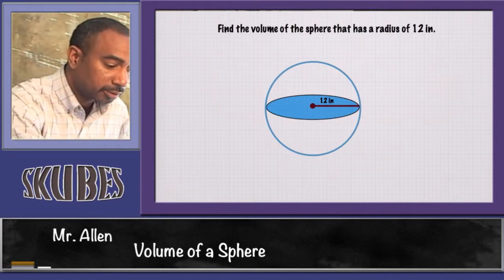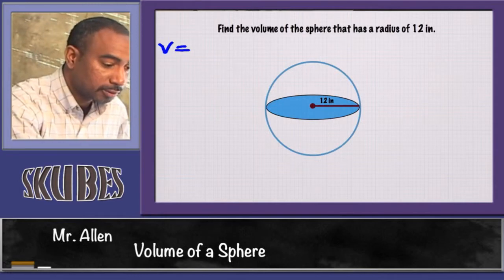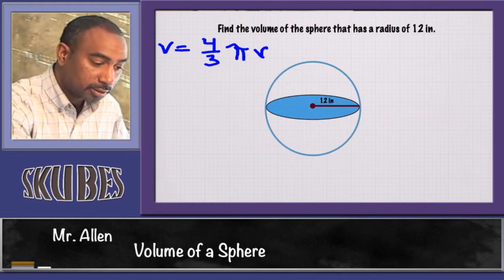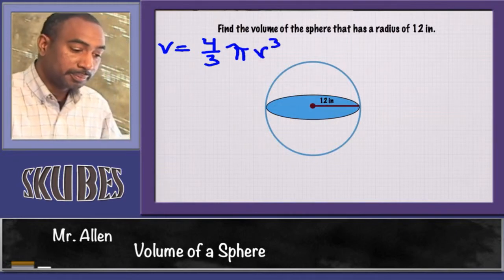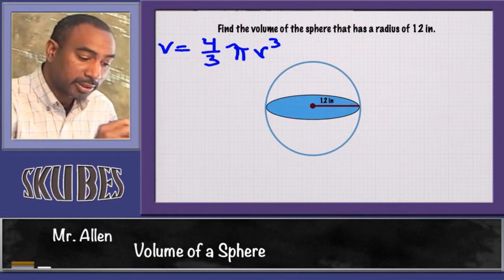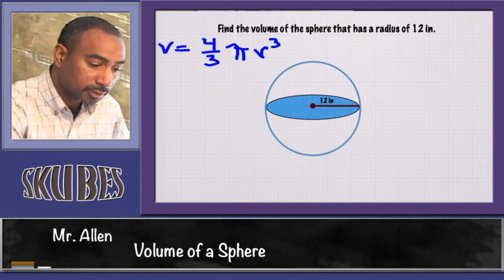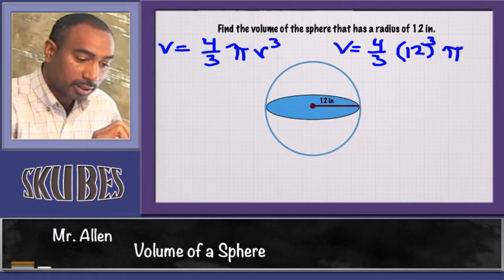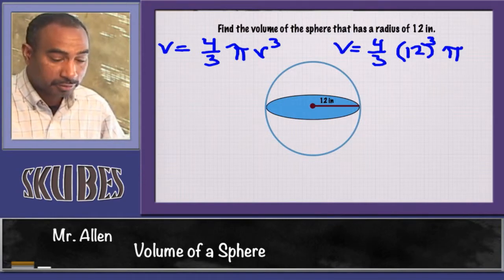So recall that the volume is equal to 4/3 pi times the radius cubed. And they tell us that the radius is 12. So, say 4/3 times 12 cubed times pi. Always take care of the exponent first.